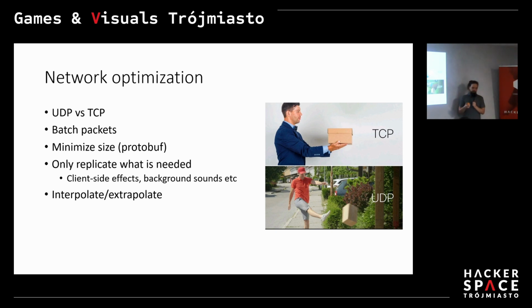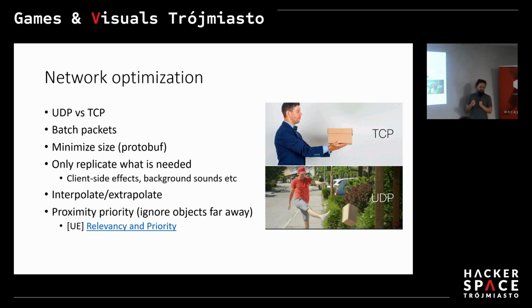Again, replicate only stuff that is needed. You don't have to replicate the fire particles from a fire on the ground if players don't care about it. But for example, you might want to try to replicate smoke in a shooter game like Counter-Strike, because it's important what exactly a player sees there. And in Unreal, it's much better than in Unity.